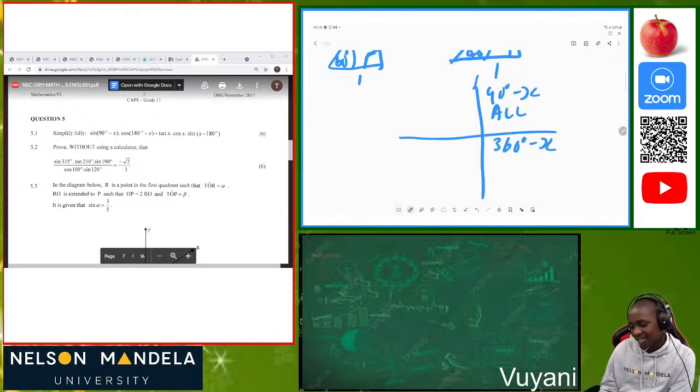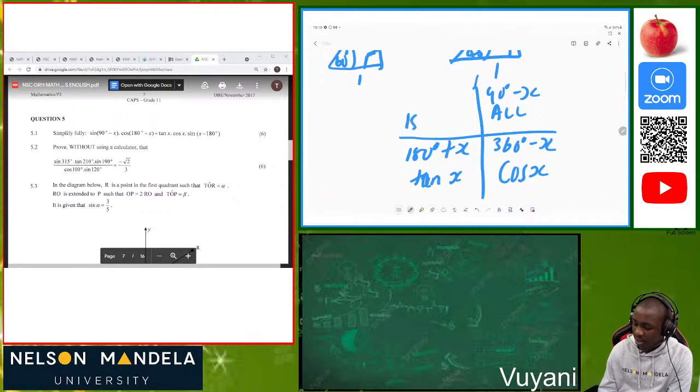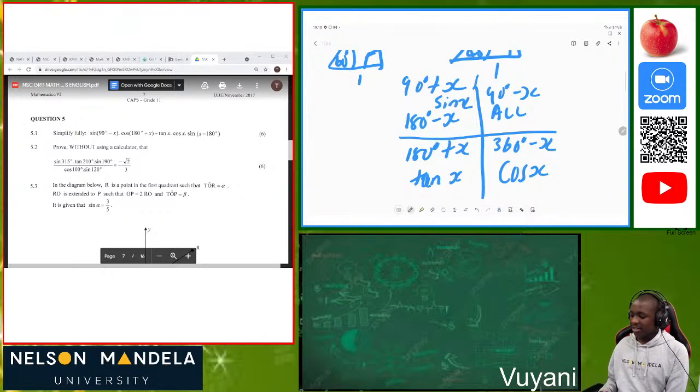Then here we can just write cos of x. Here we know that it's 180 degrees plus x, and we know that this quadrant is for tan of x. Then we know that this one is 180 degrees minus x, and also 90 degrees plus x, and sine of x is positive. Then this is our reduction formula.